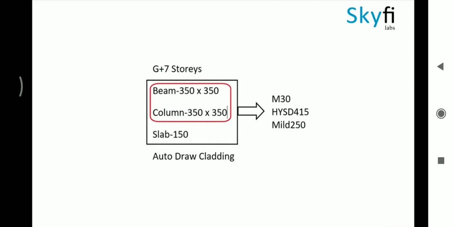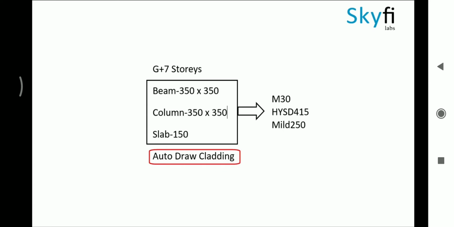The beams and columns are having a section of 350 mm by 350 mm each, while the slabs are 150 mm thick. The beams, columns, and slabs are of reinforced concrete material, having concrete grade M30, rebar grades HYSD 415 and mild 250, for longitudinal and lateral reinforcement respectively. Use Auto Draw Cladding option, for the walls.